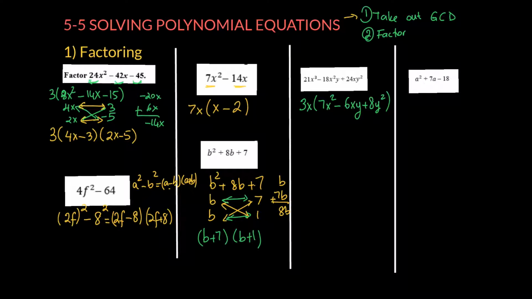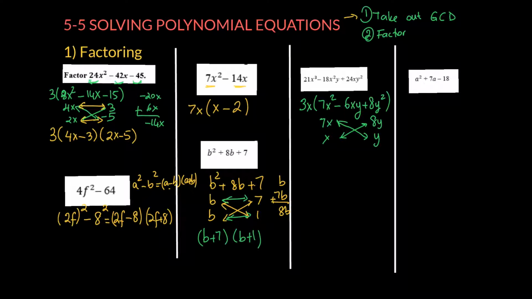So now we can try to factor this expression out and then see if we can go any further. 7x squared can be written as 7x times x. And then 8y squared can be written as 8y times y, sorry. Now let's see if these pairs are right.